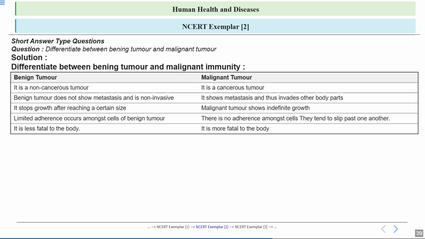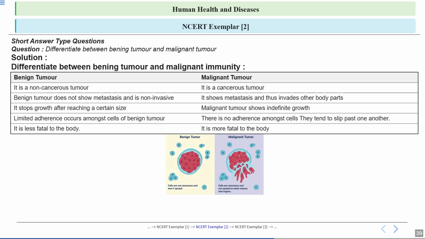A benign tumor is less fatal to the body. A malignant tumor is more fatal to the body because it keeps on spreading. It shows metastasis and it can invade other body parts as well and start a new tumor there. Okay, it can form a new tumor there. Here in this image, you can see the difference between benign and malignant tumors. Notice how the benign tumor is contained while the malignant tumor invades surrounding tissue.